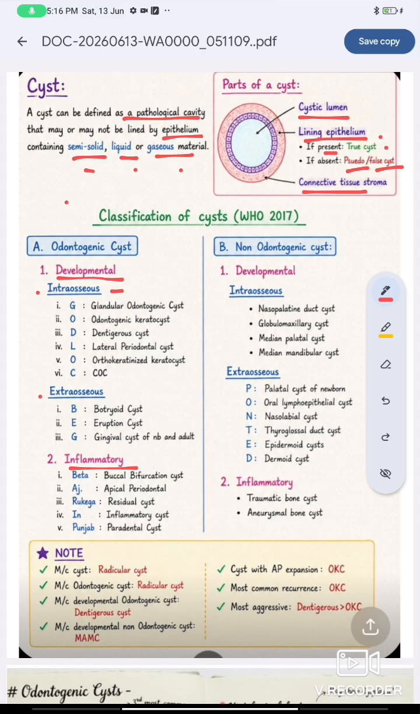For intraosseous cysts, we have the mnemonic GODLOCK, which you can remember by what Kareena Kapoor always says: good looks, and good looks. So G stands for glandular odontogenic cyst or GOC. O stands for orthokeratinized variant of the OKC. D stands for dentigerous cyst. L for lateral periodontal cyst. O for orthokeratinized keratocyst, that is OKC. C for COC.